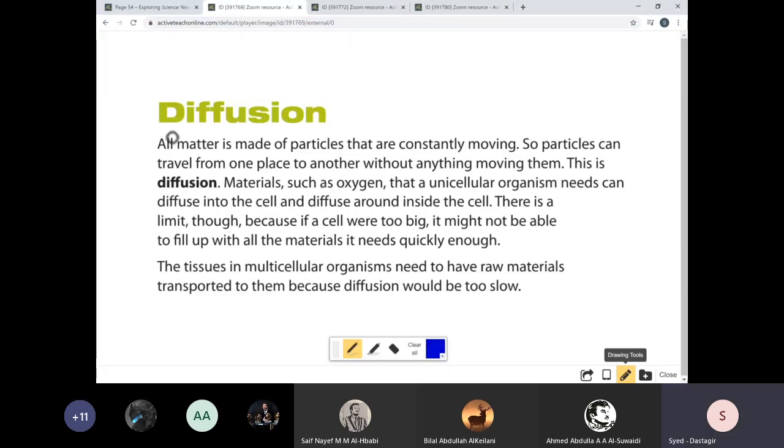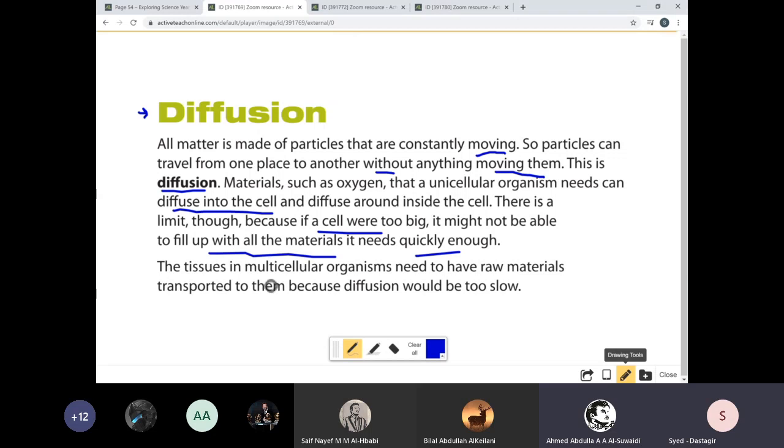Okay, now diffusion. Let's ask Ahmed. All matter is made up of particles that are constantly moving, so particles can travel from one place to another without anything moving them. This is diffusion. Materials such as oxygen that unicellular organisms need can diffuse into the cell and diffuse around inside the cell. There is a limit though, because if a cell were too big, it might not be able to fill up with all the materials it needs quickly enough.